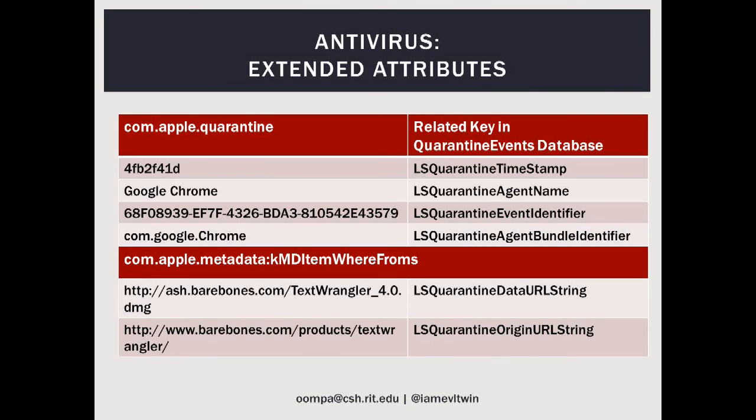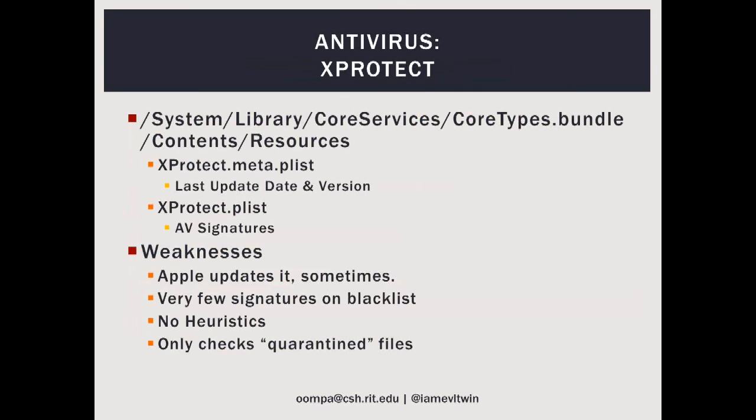Some of this data parsed out. We see here we have the quarantine timestamp, the agent name, in this case it's Google Chrome, a lot of the same information that we saw in that quarantine database. So we can cross-correlate this information.